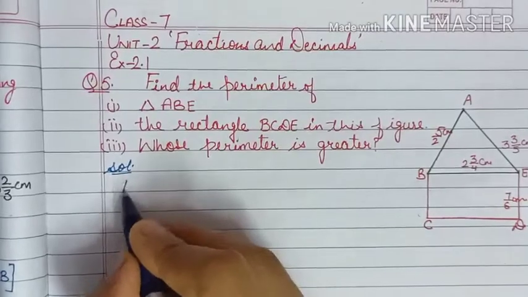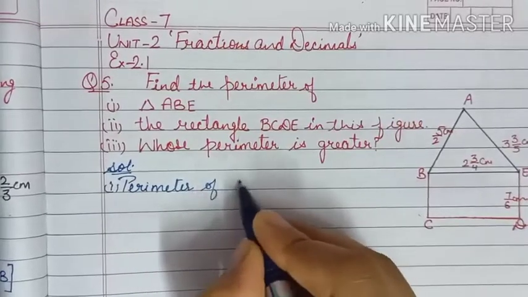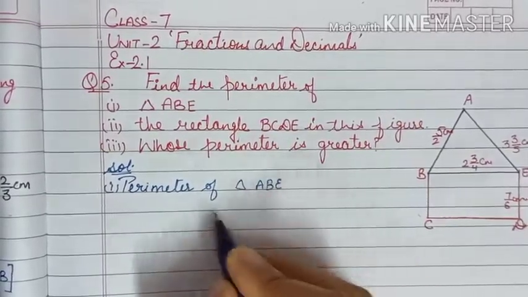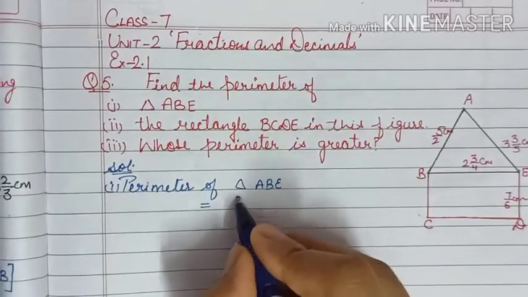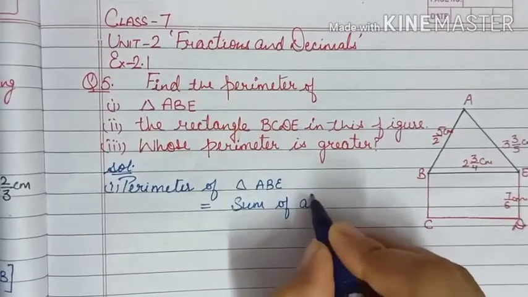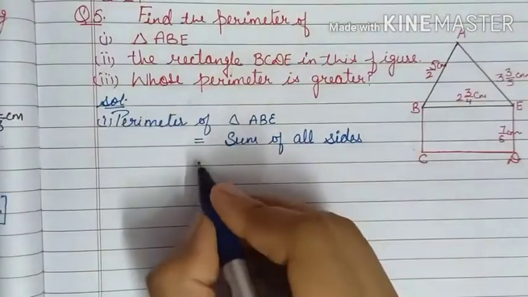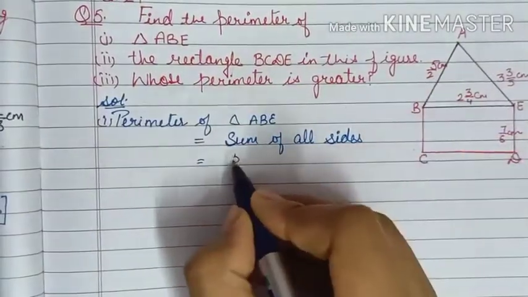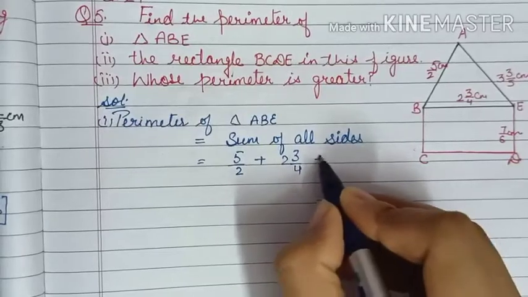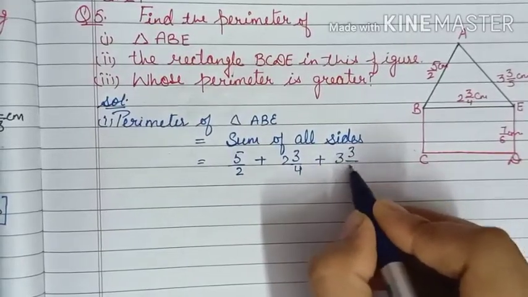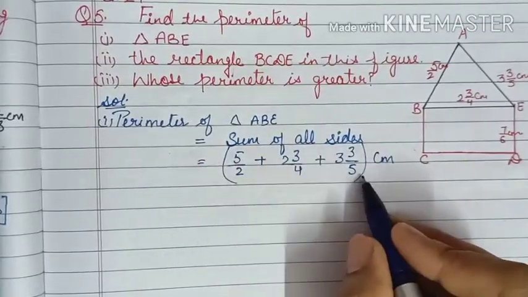First we will find out the perimeter of triangle ABE. So what is the perimeter of a triangle? How will we find it out? For that we will find the sum of all sides. Perimeter of triangle is equal to the sum of all sides. So here we are given sides 5 by 2 centimeter plus 2 and 3 by 4 centimeter plus 3 and 3 by 5 centimeter. So we will find the perimeter by adding all sides of the triangle.